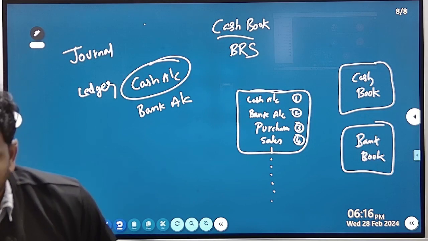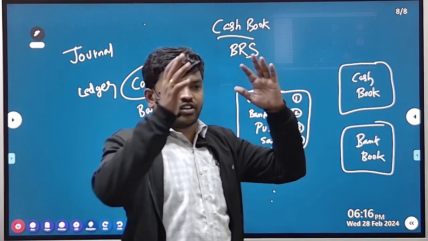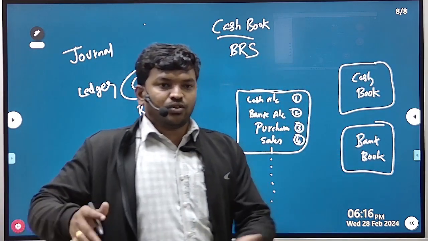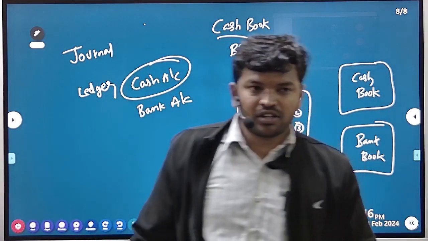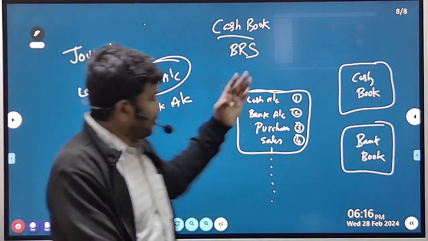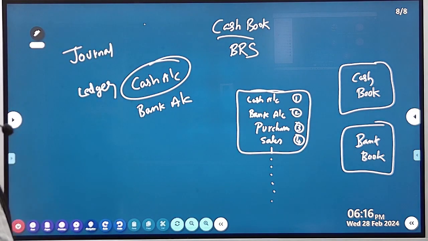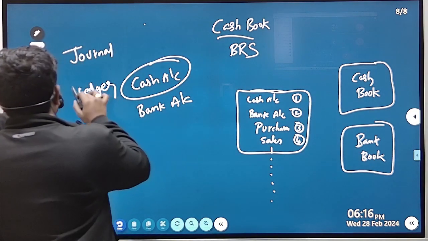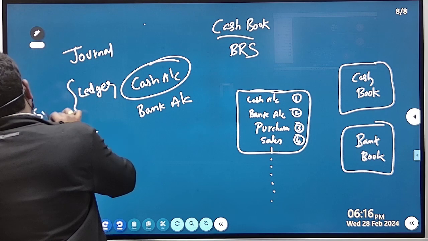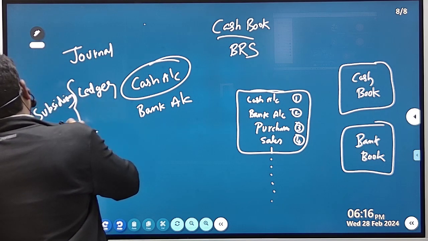Understanding? So this is called cash book. For example, cash transactions you are recording in a separate book. All bank transactions you are recording in a separate book. Clear? Understood the difference? So ledger accounts, I would say, are a substitute for subsidiary books.